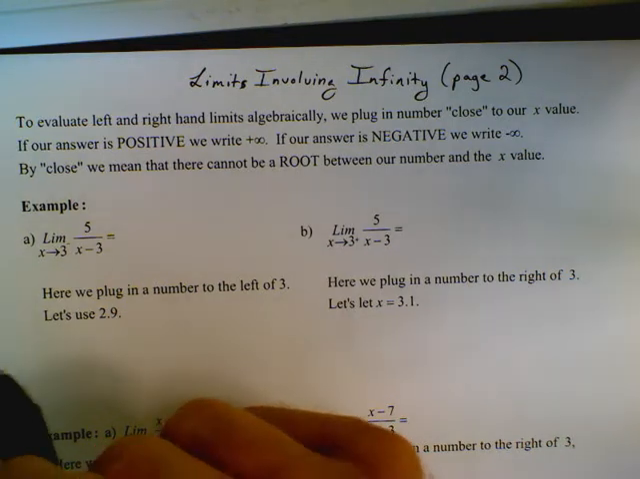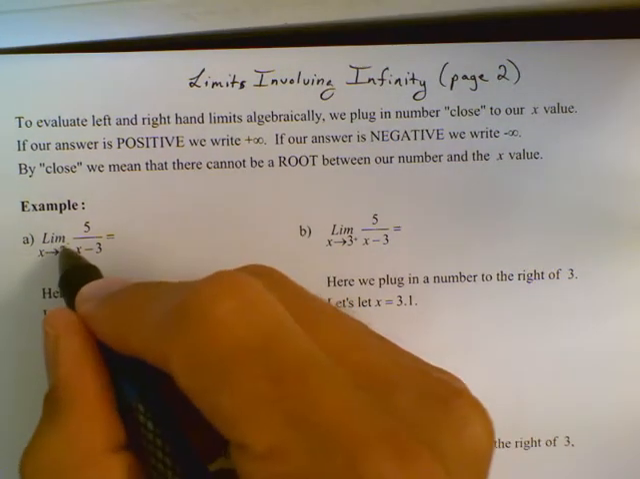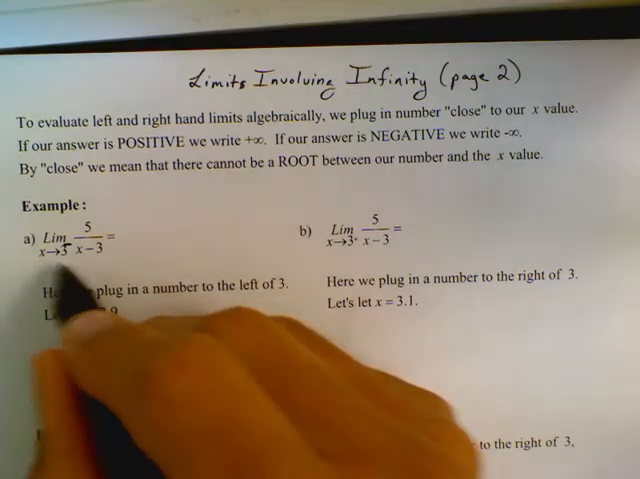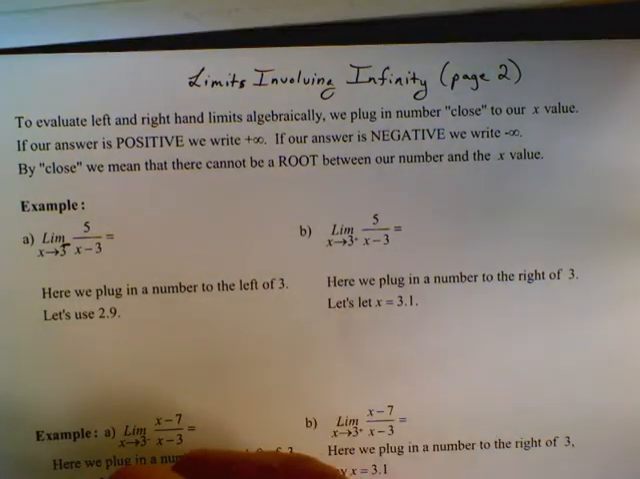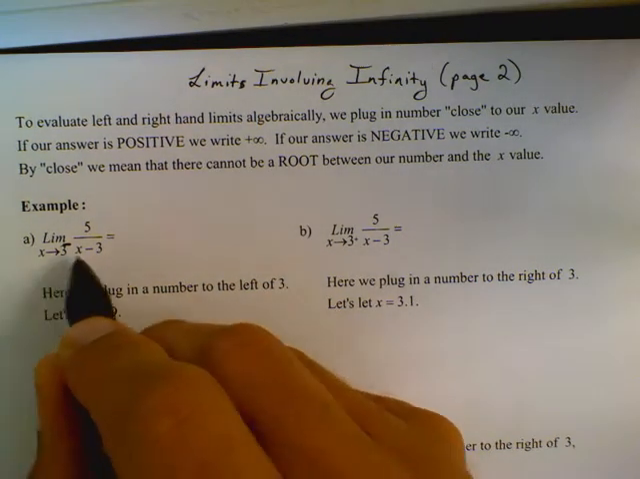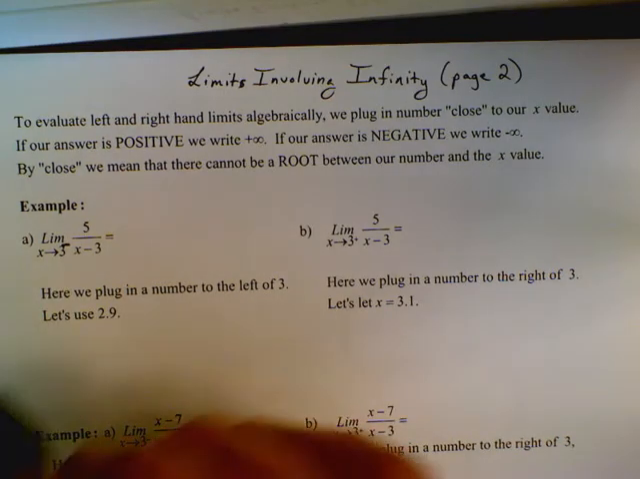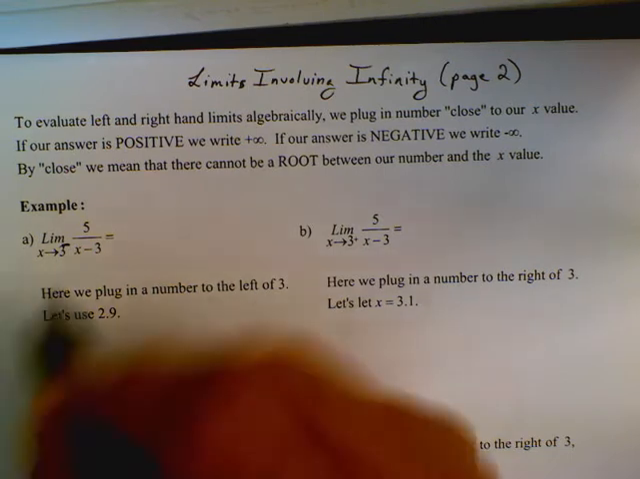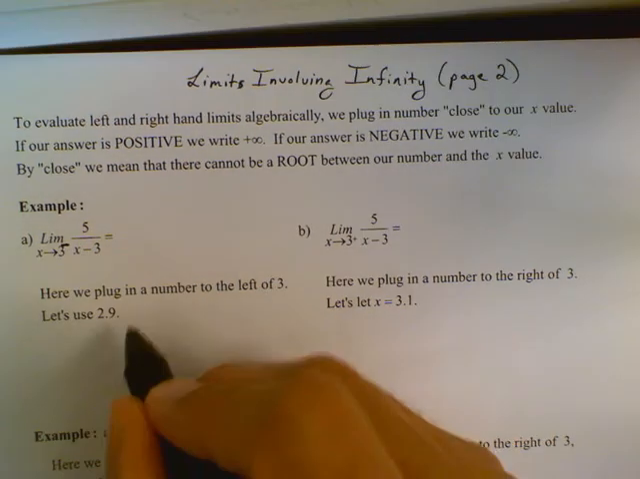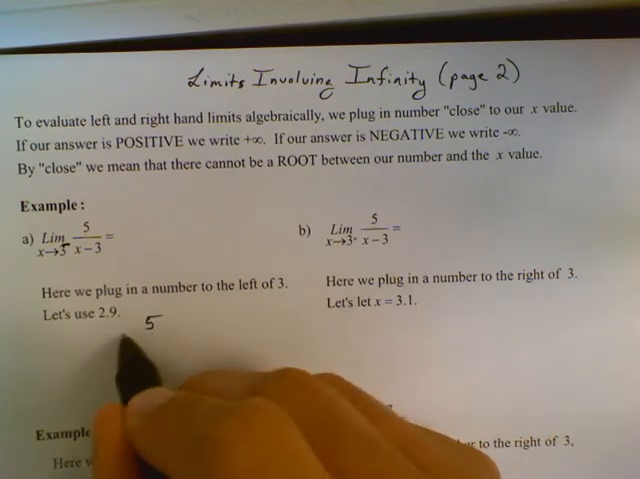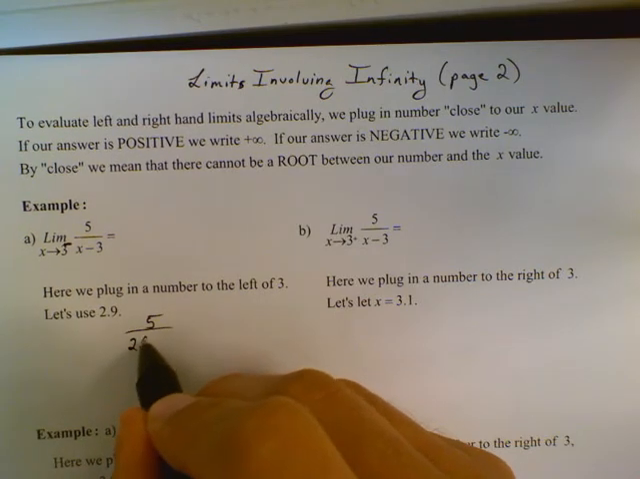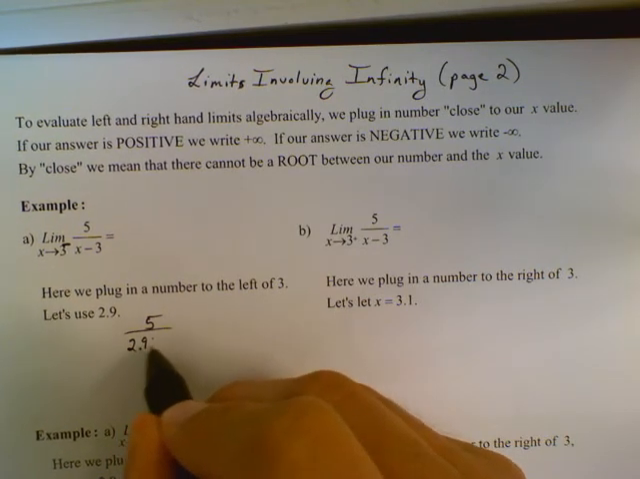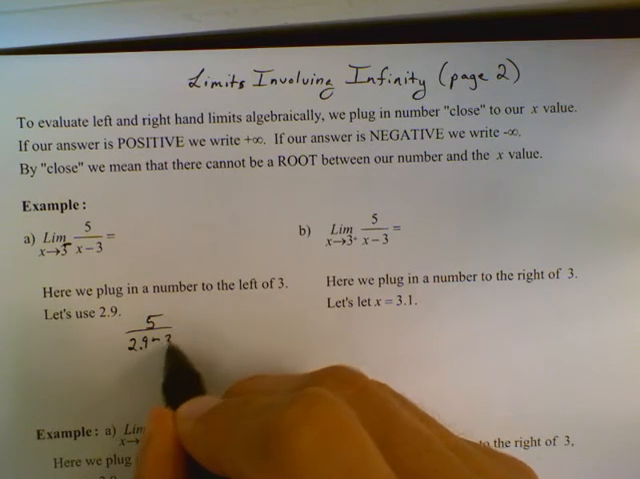So let's take a look at this one. If we were to substitute in 3, we can see that there's a vertical asymptote at x equals 3. So we can't put in exactly 3, but we can put in a number very, very close to 3. So if we did 2.9, let's say, or 2.99, depending on how close you want to get.